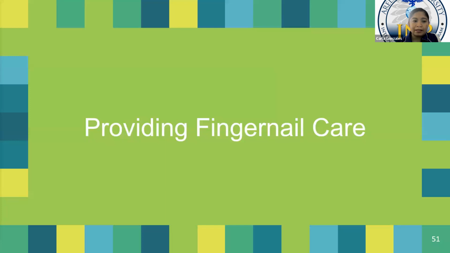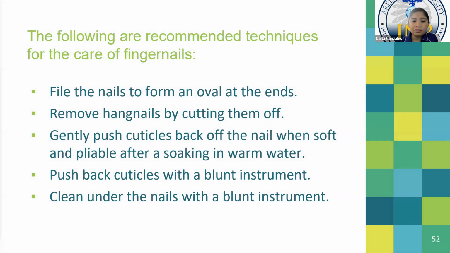Okay. So for fingernail care, you can file the nails to form an oval at the ends. To remove hangnails, you can push the cuticles back with a soft and pliable nail after soaking in warm water. You can clean under the nails with a blunt instrument. An example would be the one I mentioned with hand washing, the orange wood stick.